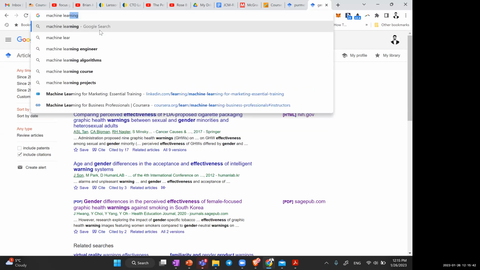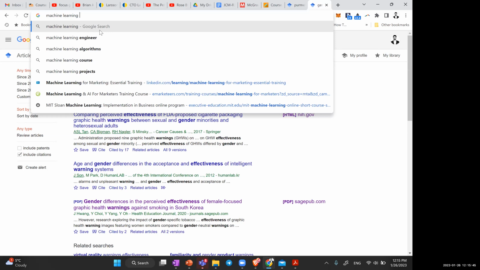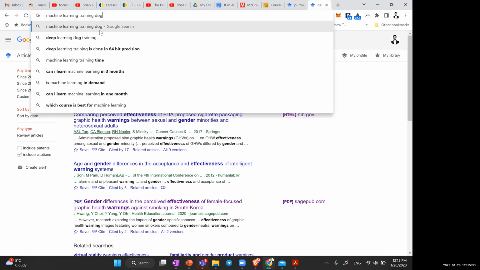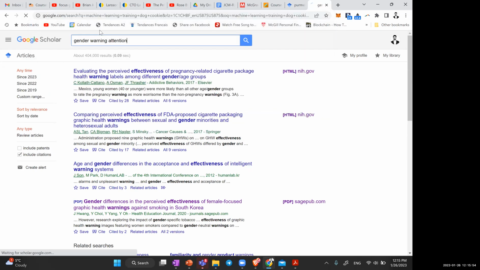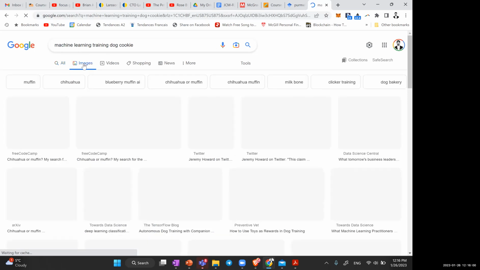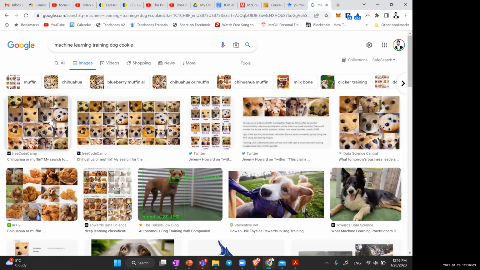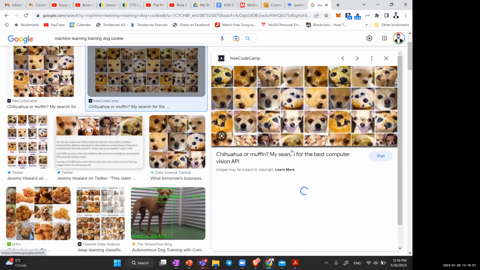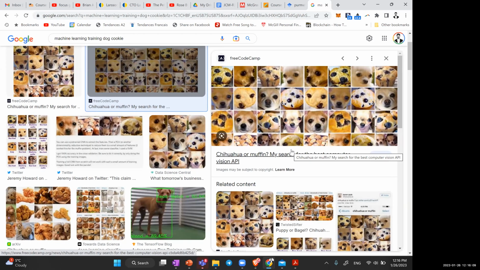Machine learning. Training a dog cookie. And we go to images. The idea of machine learning is that if you show the algorithm enough dogs, it will be able to recognize the next dog it sees.